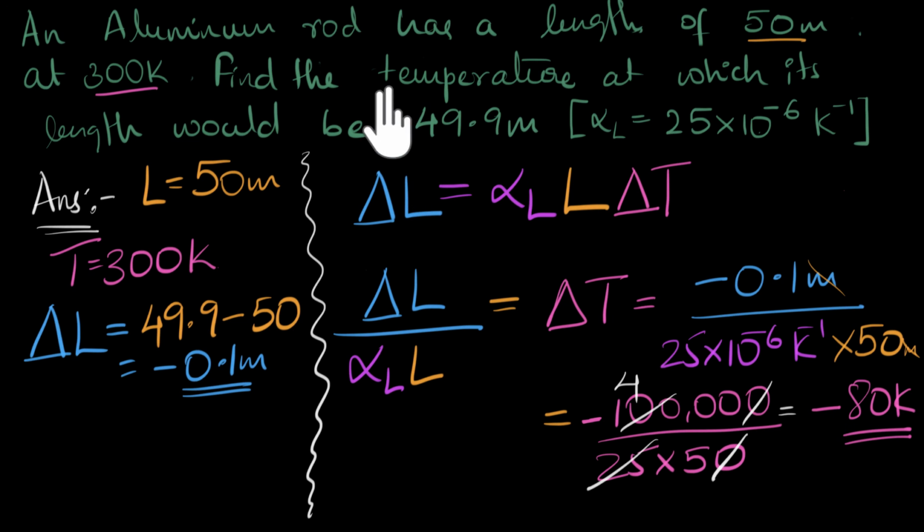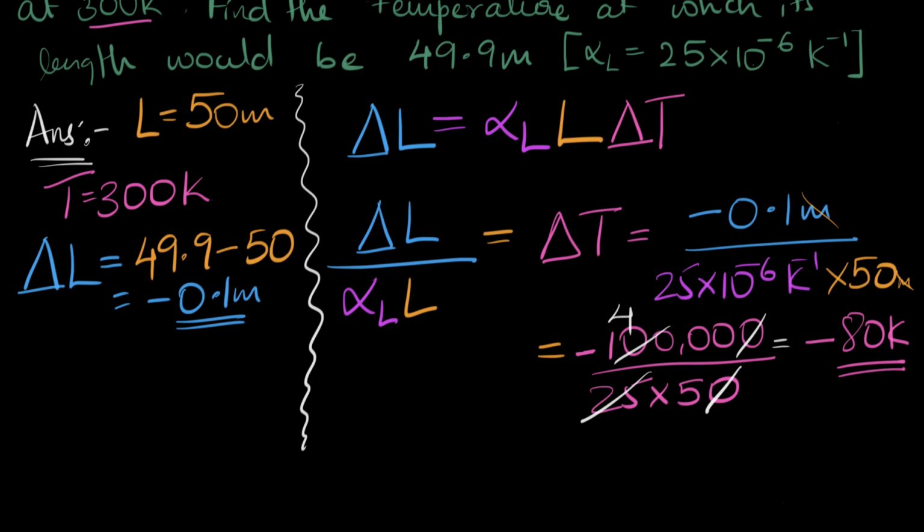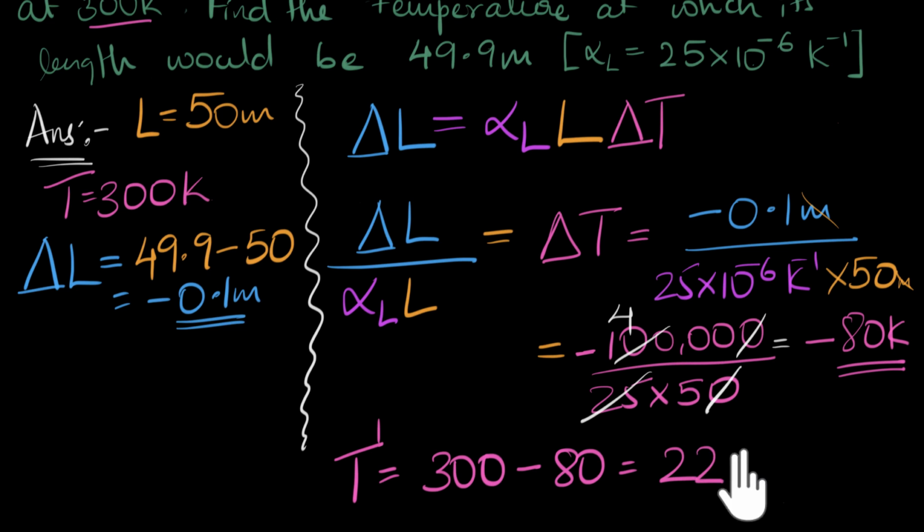But the question is, what is the final temperature? Well, the current temperature is 300. We need to decrease the temperature by 80. So the final temperature would be the current temperature 300 minus 80, and that would be 220 Kelvin. Ta-da! That is the answer. So that is the temperature at which the whole thing would shrink to 49.9 meters.